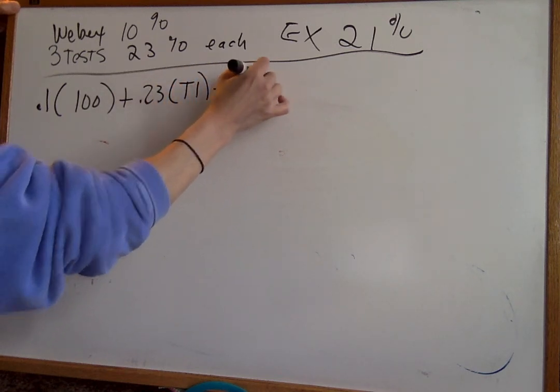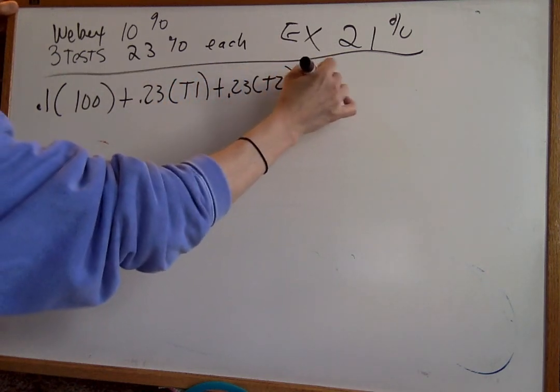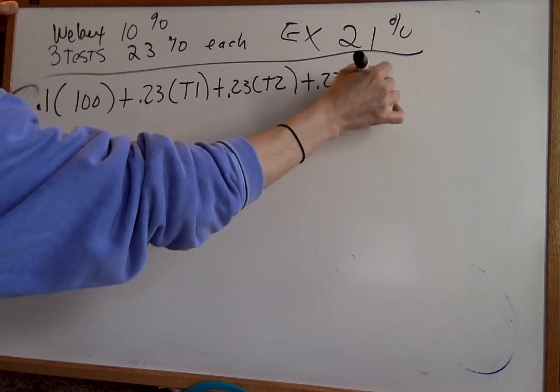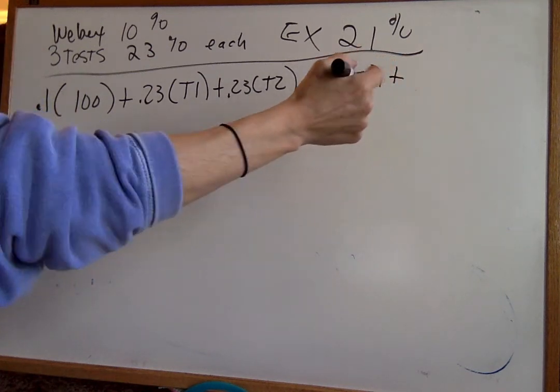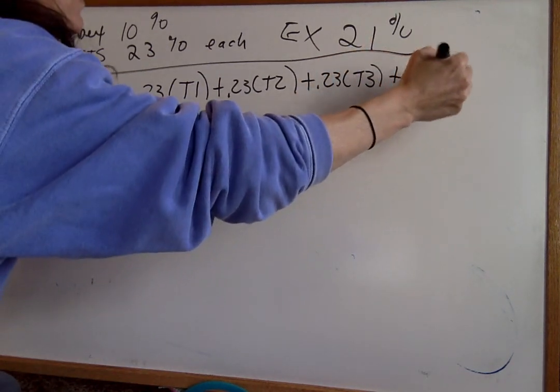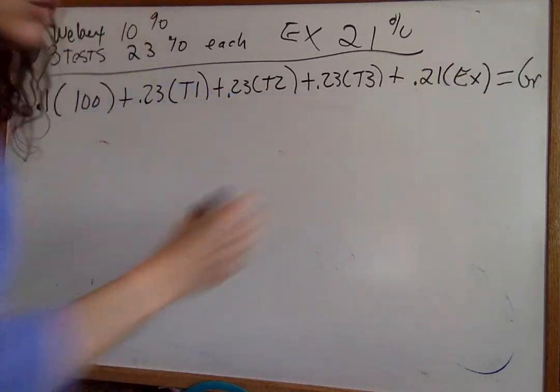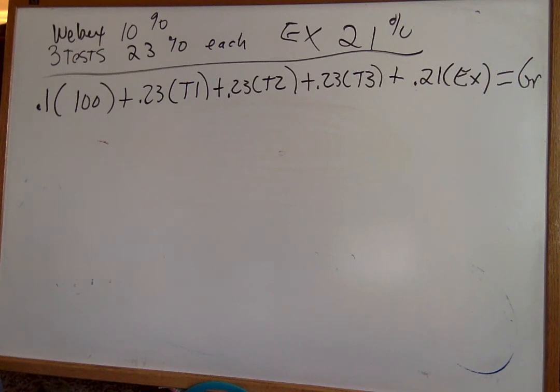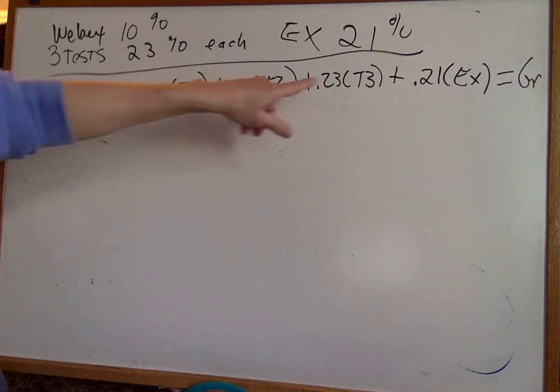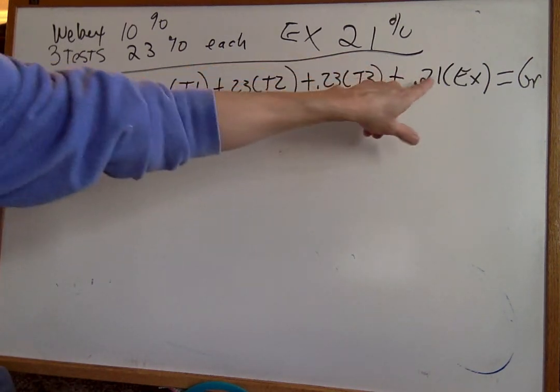Then we have test 2. Then we have test 3. And then we have the exam, and that equals your final grade, right? So let me see, 20, 40, 60, 69, 79, yes.